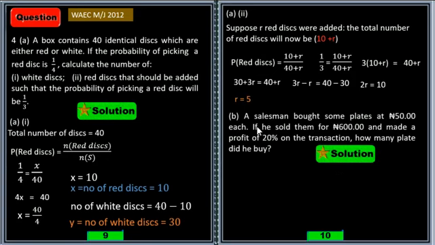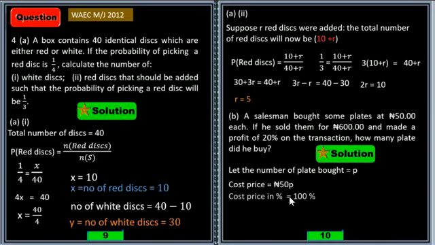Number 4b. A salesman bought some plates at 50 naira each. If he sold them for 600 naira and made a profit of 20% on the transaction, how many plates did he buy? Let's solve the question together. Let the number of plates bought by the salesman be P. The cost price then will be 50P naira.